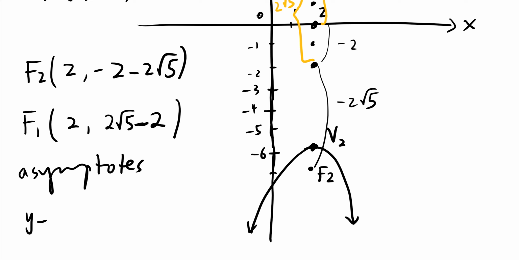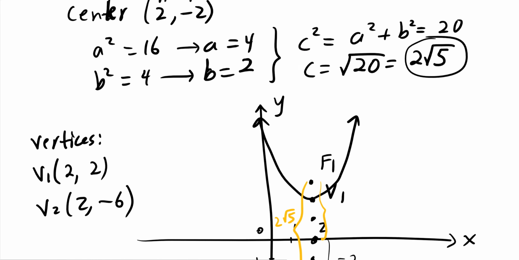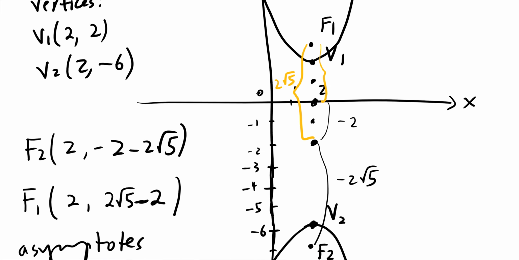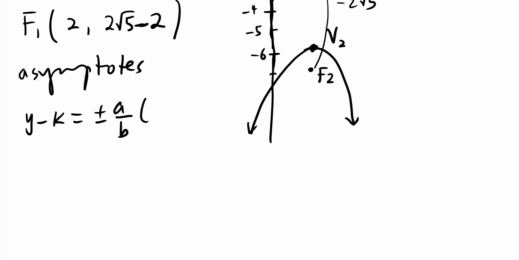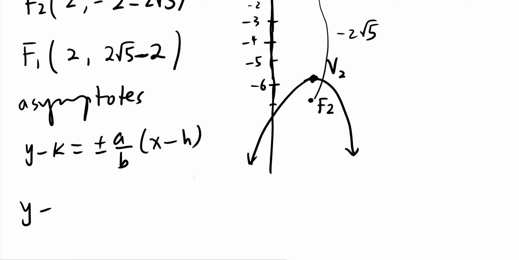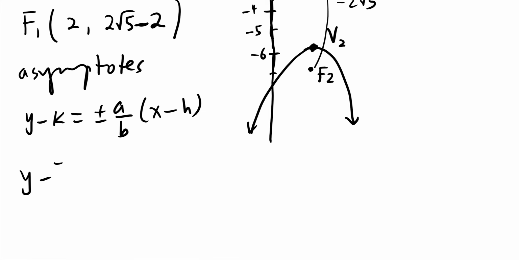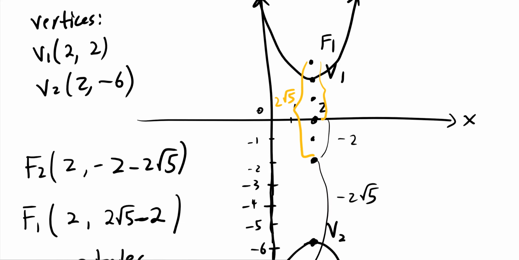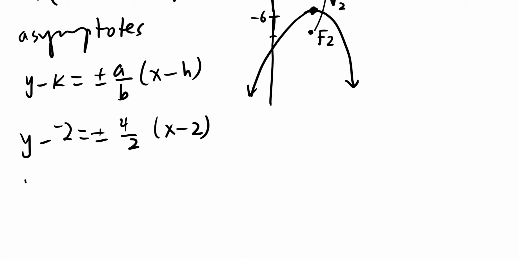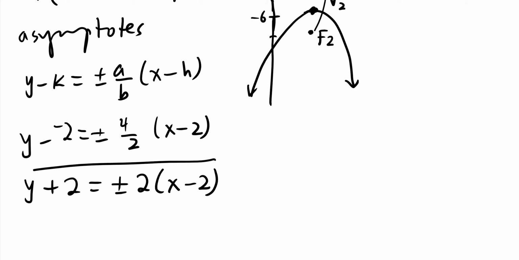Again, the equation is y minus k equals plus or minus, let me see, a over b, not b over a, times x minus h. Let's check that out. The center was 2, negative 2, so y plus 2 equals plus or minus a over b: a was 4 and b is 2, so 4 over 2. That gives us y plus 2 equals plus or minus 2 times x minus 2. You can leave it like this, it's fine. So that's how we analyze the equations. They give you the equation, and then you are required to get everything from it.